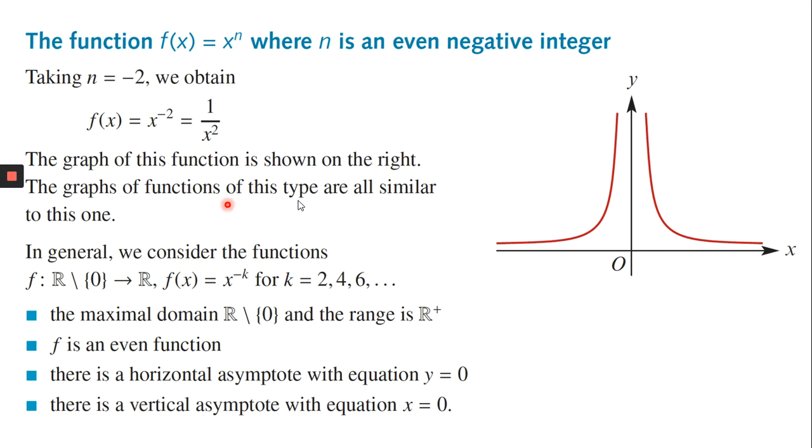1 over x squared, so your truncus, and I'm not sure, the 1 over x to the power of 4, it's probably called a truncus as well, to the power of 6. Maximum domain, so that's an asymptote, it's an even function, and there's an asymptote there as well.